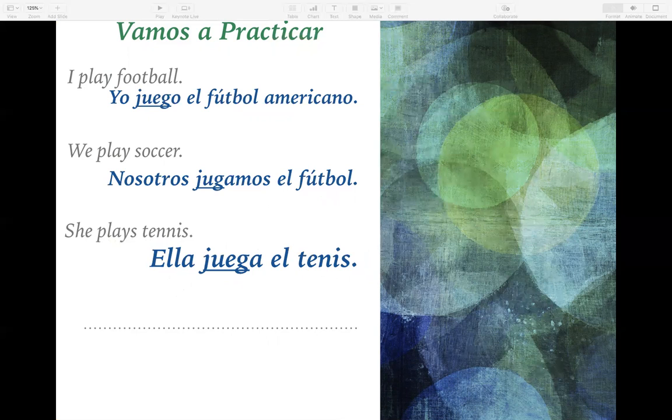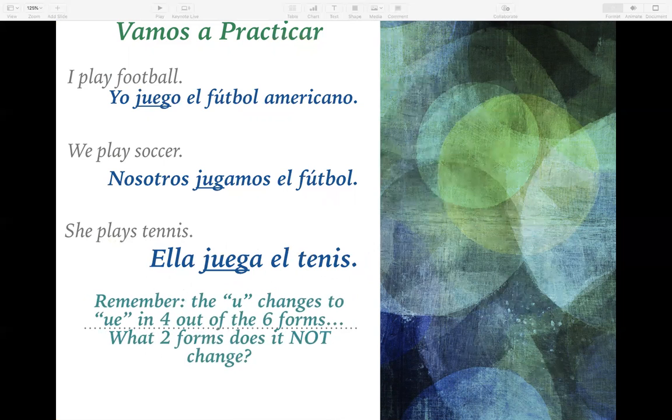So really it's just a matter of knowing those 6 forms of jugar. You can think of it as memorizing 6 vocabulary words. Juego means I play. Jugamos means we play. All right? So remember, the U changes to UE in 4 out of the 6 forms. What 2 forms does it not change? Did everyone shout out nosotros and vosotros? Those are the 2 that it doesn't change.